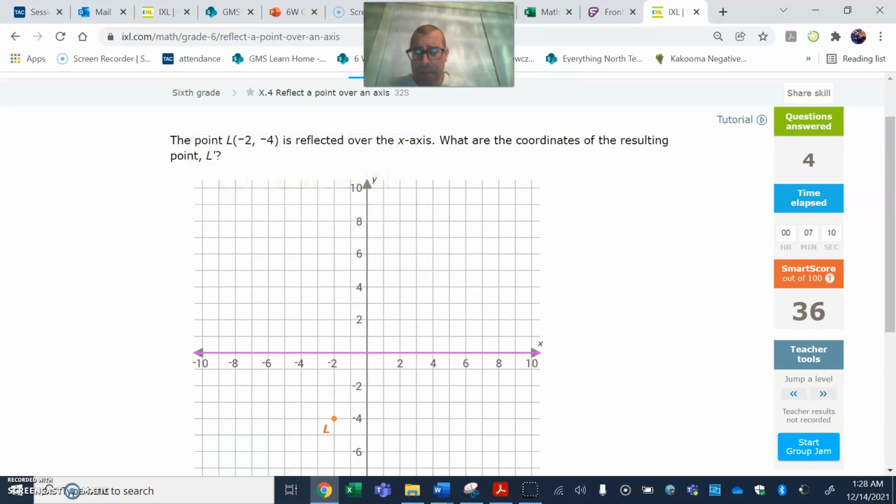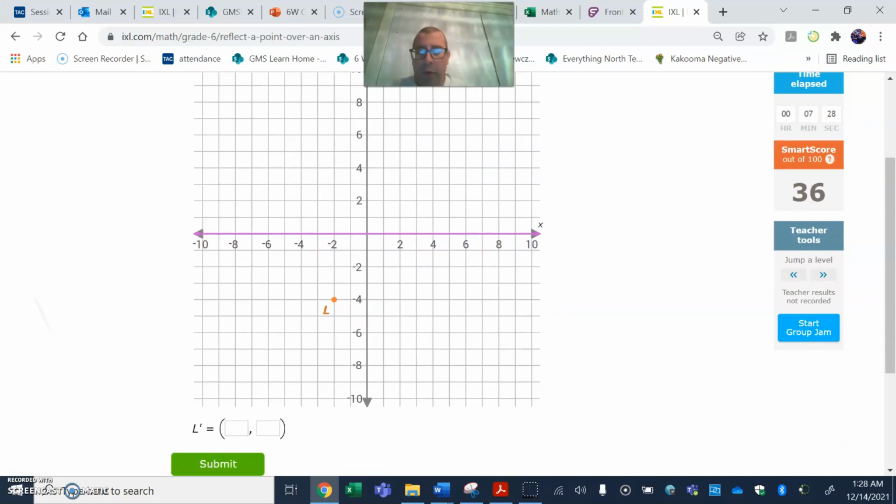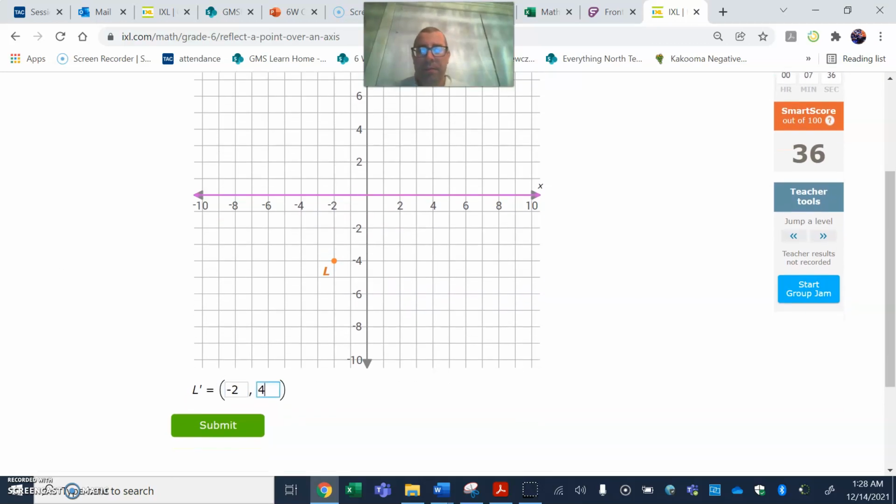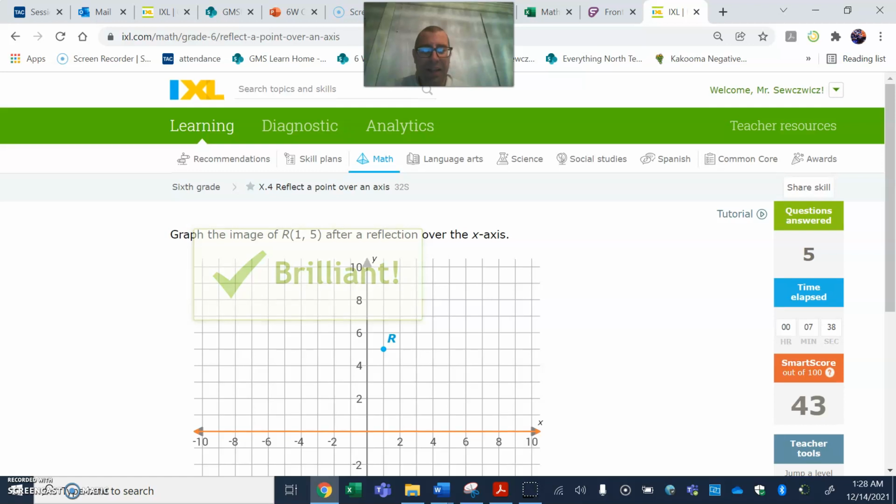We'll do one more here with you. (-2, -4). Okay. And we want it reflected over the x-axis, that x-axis going from left to right. So we are 1, 2, 3, 4. So we also need to go 4 away. 1, 2, 3, 4. So to get to that point, I had to go to the left to -2, but then I had to go up to a +4. Submit. There we go, people.